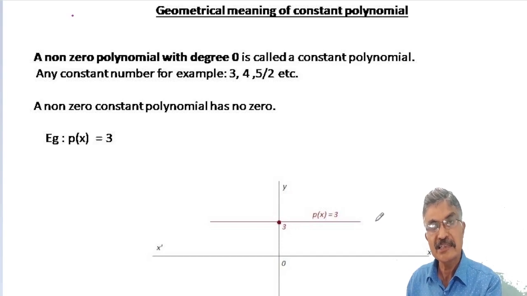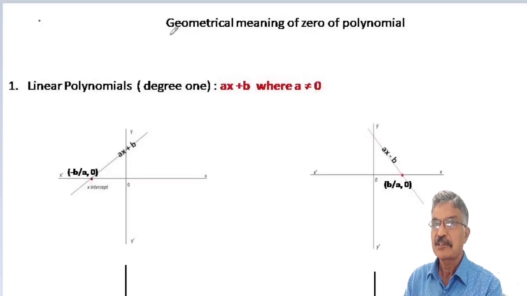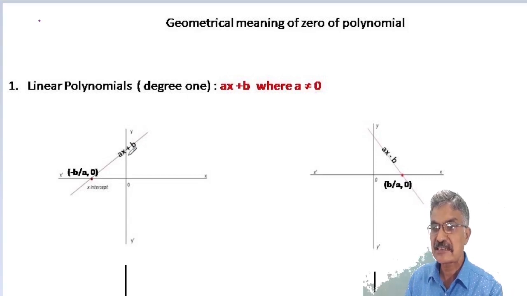Next we will look at the linear polynomial. This is the geometrical meaning of the zero of a linear polynomial. The general form is ax + b. We have already studied that the graph of a linear expression is a straight line. So here, if the coefficient of x is positive and the constant term is positive, then the slant of the line is in this way. It will meet the x-axis at the point (-b/a, 0). So this is the zero of this polynomial.